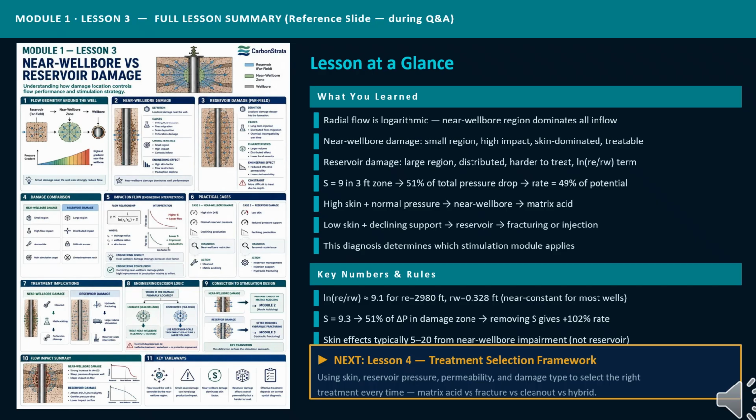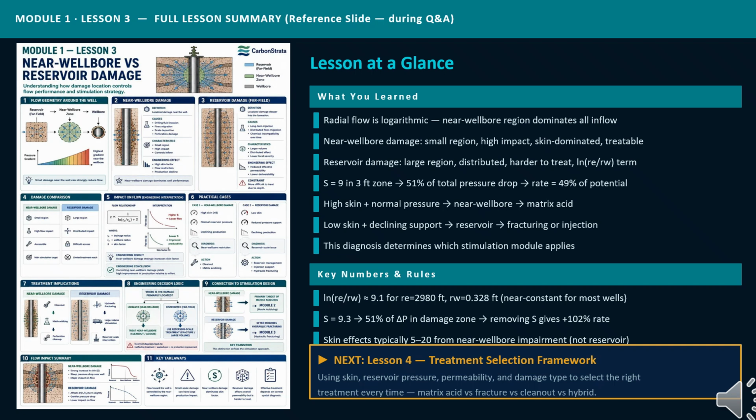Use this slide as your mental checklist. Radial flow is logarithmic. The near-wellbore controls inflow. That is the physical reality behind everything you do. Near-wellbore damage is small, but it dominates production. That is where most of your value sits. Reservoir damage is larger, but harder and more expensive to fix.